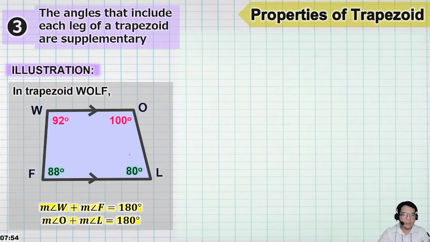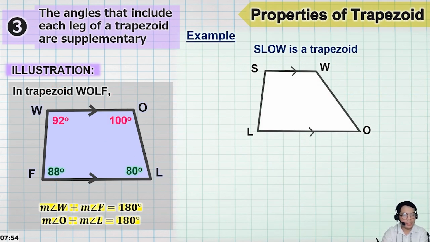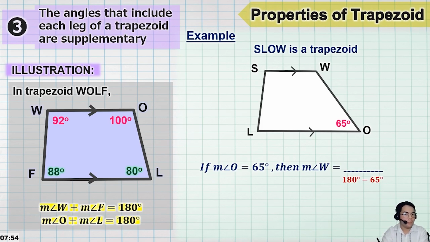Ayan. So, let's have this following example para mas maintindihan pa natin siya. Given that we have here trapezoid SLOW, yan, if the measurement of angle O is gonna be equal to 65 degrees, what do you think is the measurement of angle W? So, to get the measurement of this one, all you need to do is to subtract. Since supplementary nga yung dalawang angle na yan because of this property, the measurement of angle W is gonna be equal to 115 degrees. Very good.